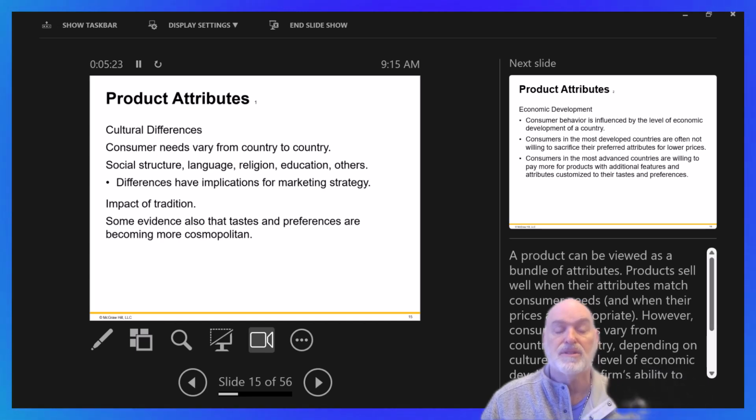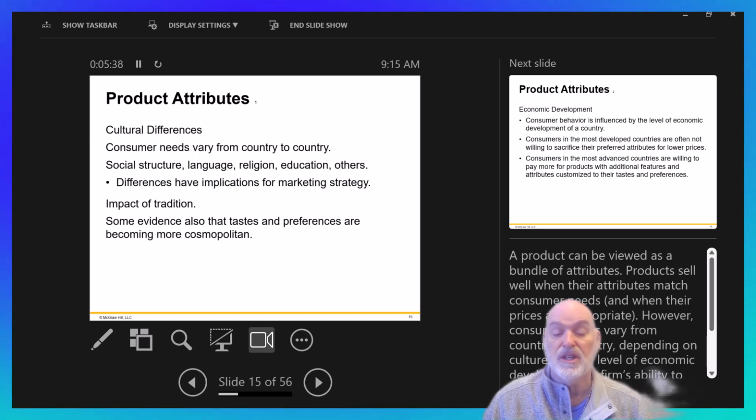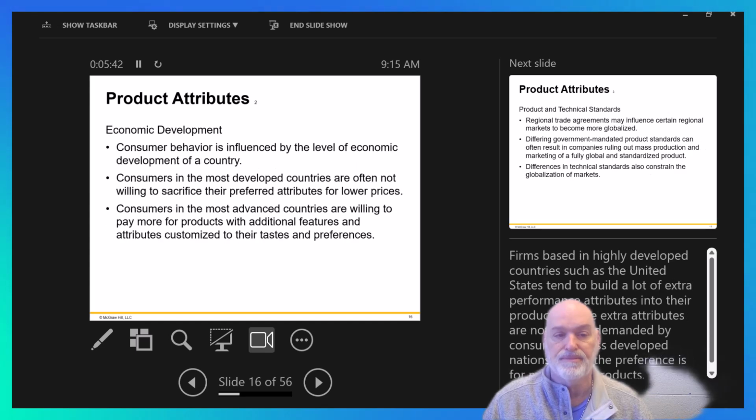Product attributes, well, cultural differences. Consumers' needs vary from country to country in social structure, language, religion, education, and others, and the differences have implications for marketing strategy. And the impact of tradition. Some evidence also suggests that tastes and preferences are becoming more cosmopolitan.